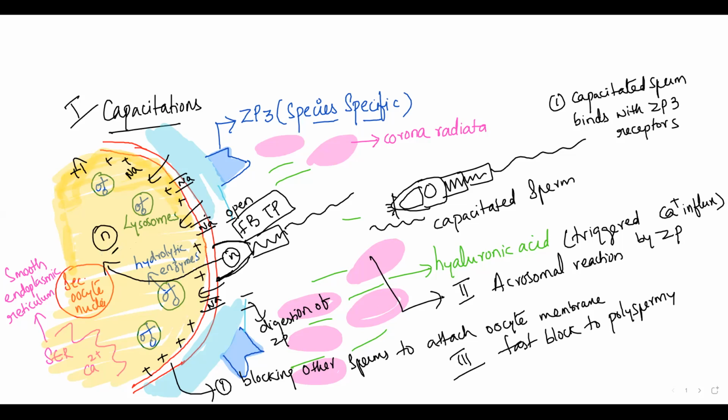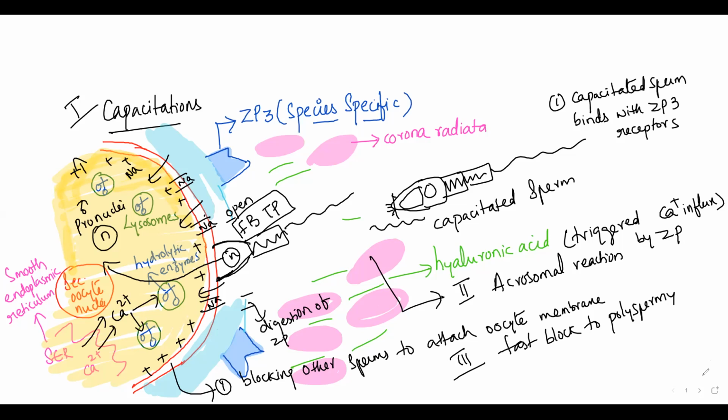So once the haploid nucleus, this male pronucleus, has entered over here, the moment it enters, your smooth endoplasmic reticulum starts pouring out calcium ions. Once the calcium ions are poured out, they are going to activate the lysosomes. So what is calcium doing? Calcium is activating the lysosomes.